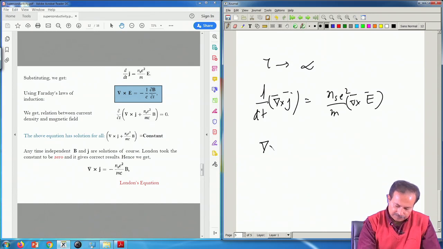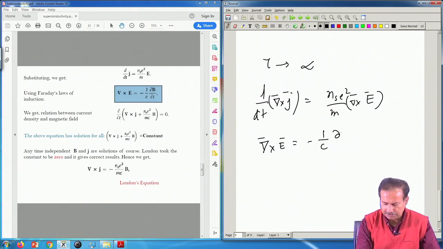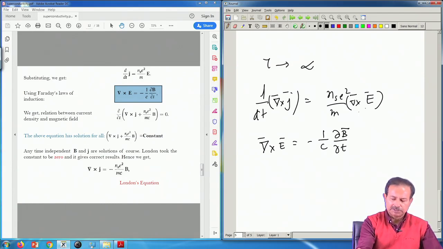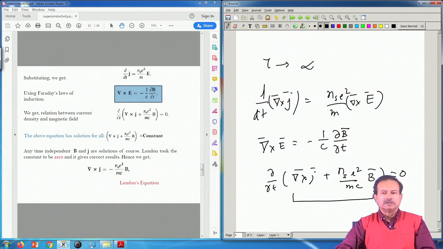Then curl of E from Faraday's law is equal to minus 1 by c del B by del t, and you put it back in. So, you will get a time derivative on both sides. You can combine the two on one side and write del by del t of curl of J plus n_s e square by m c into B equal to 0. This means that whatever is inside the bracket is time independent, it is a constant in time.